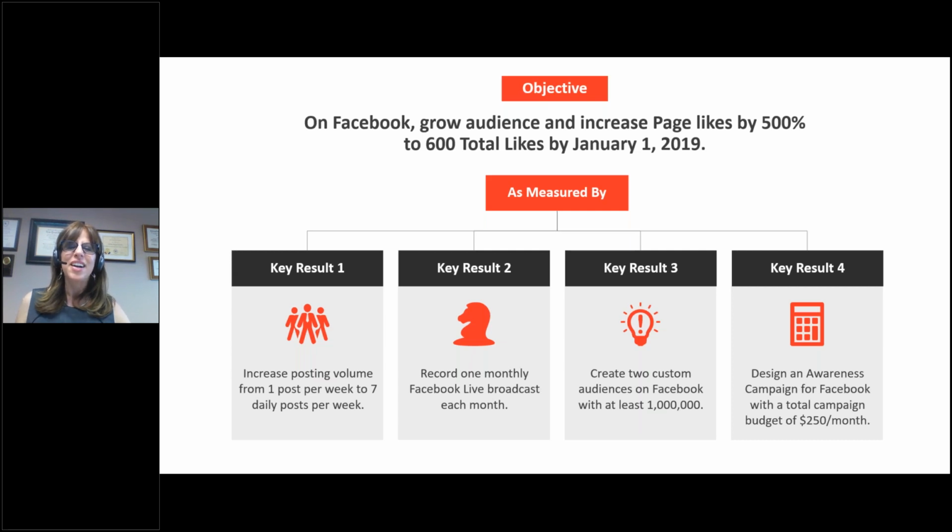Okay, so understand that this objective is only one part of the equation. It's the beginning part. You're at the beginning part of that customer journey. You're in the acquisition stage of the funnel. So here we go. The objective is to grow the audience and to increase Facebook likes. How do we do that? Well, here's a key result. How about increasing the posting volume of your Facebook page? Right now, you might only be posting once a week. What happens if we do that 7 times per week, at least as a minimum? That's one way to achieve that objective, okay?